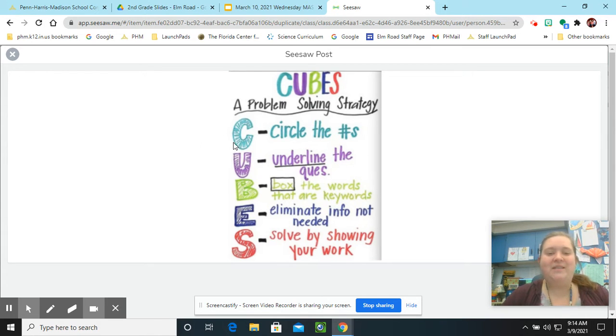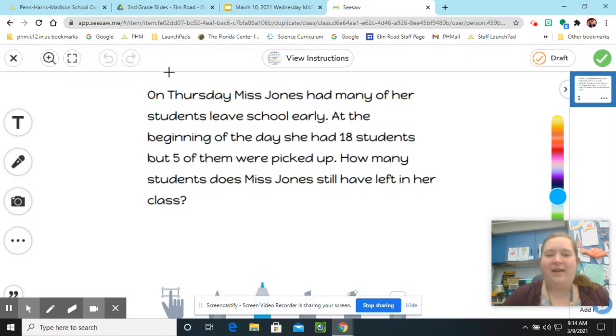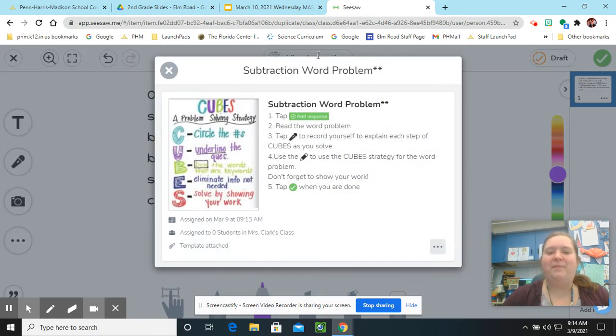So cubes is spelled C-U-B-E-S. You may use this cubes strategy to solve your problems too. The C stands for circle the numbers in the problem. So if I go back and do that, I will actually circle the numbers in the problem. So 18 is a number. Right now we're doing the C part of the cubes strategy. I see 5 is a number in the problem. So I'm circling the numbers in the problem.